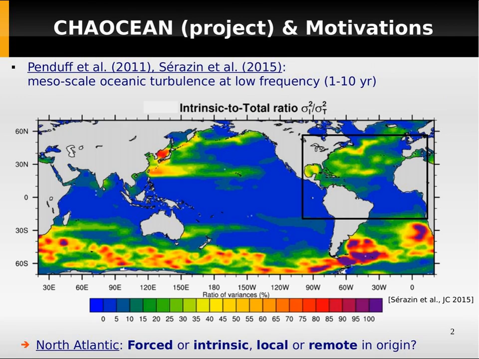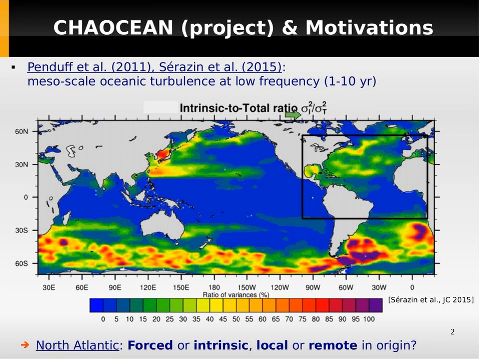The motivation of the overall project stems from earlier work by Thierry Penduff and collaborators, where they show that the mesoscale activities have implications at low frequency, from 1 to 10 years. To illustrate that, I review a map from a paper of Guillaume Sarrazin and collaborators in 2015, where they show a map of the ratio of the intrinsic variability over the total variability.